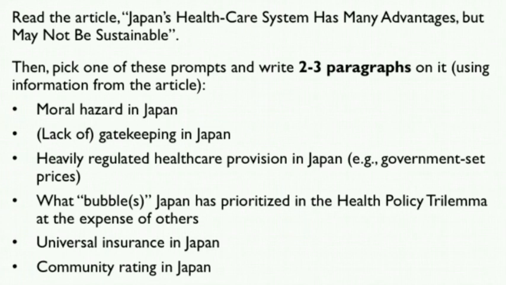And then the last possible prompt you can choose from is you could talk about community rating in Japan. So recall from today's lecture, community rating is basically that people don't pay for their insurance based on their own individual health. You're charged based on the overall health of the community, and often this is done through taxes or through employers providing insurance and basing things on employee pools instead of individuals.